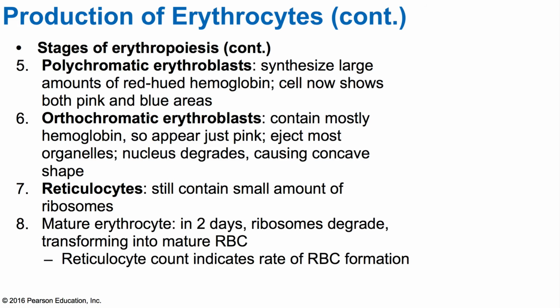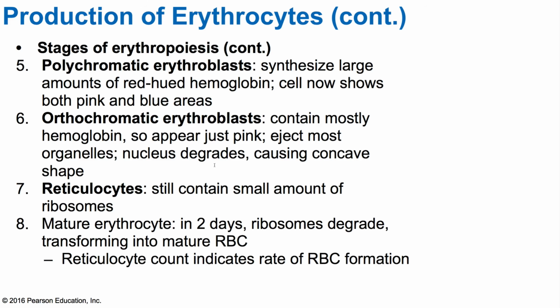Okay, orthochromatic erythroblast. Now this is going to contain mostly hemoglobin. So when you look at the cell, it's going to be pink. The reason it's mostly pink is that the organelles inside of it are starting to be dismantled. They're breaking down, disintegrating, in addition to the nucleus, which is also starting to be degraded. Eventually the nucleus gets ejected. Once that nucleus gets ejected, it's going to give this erythroblast its biconcave shape.